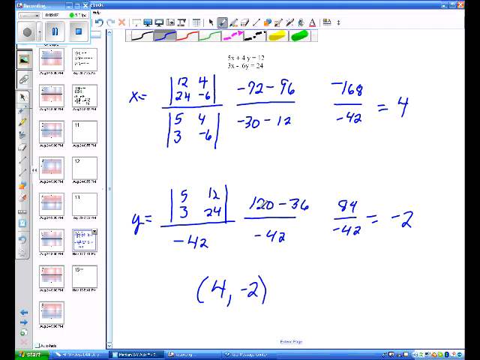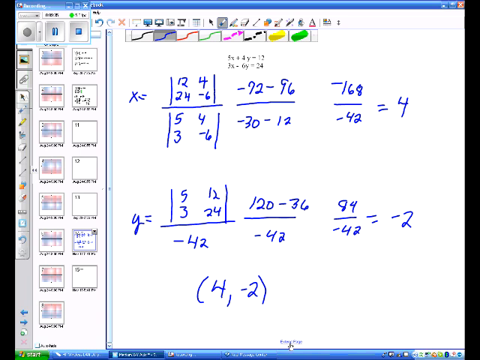Now we could always check this by substituting back in. 5 times 4 is 20, minus 8 would be 12. 12 plus 12 would be 24. And so we got the correct solution. It makes both of those true. So it's fairly easy to use Cramer's rule to get our values.